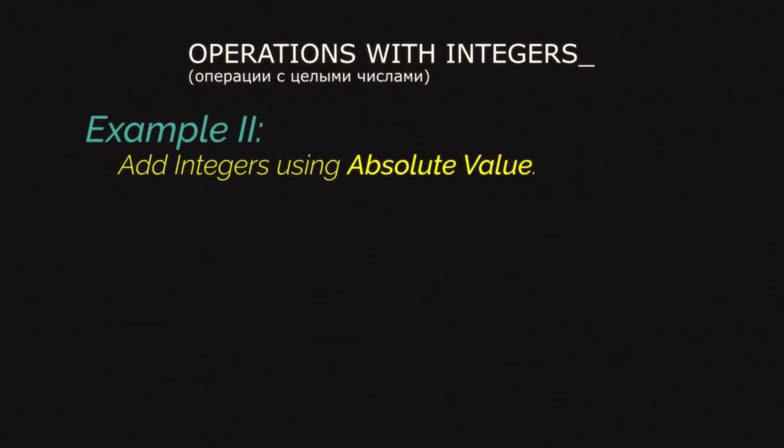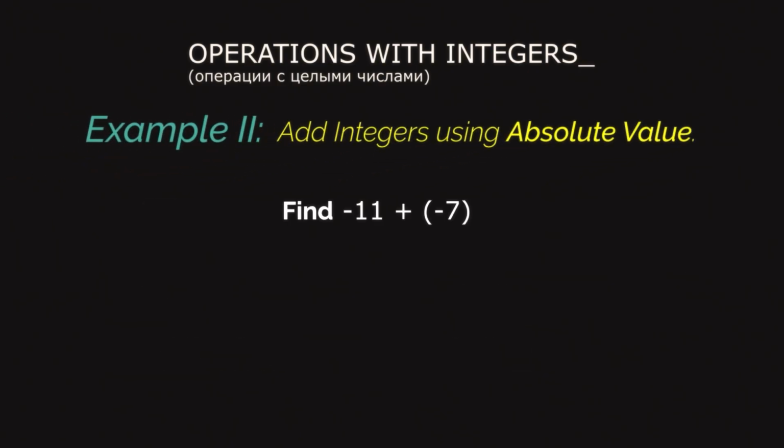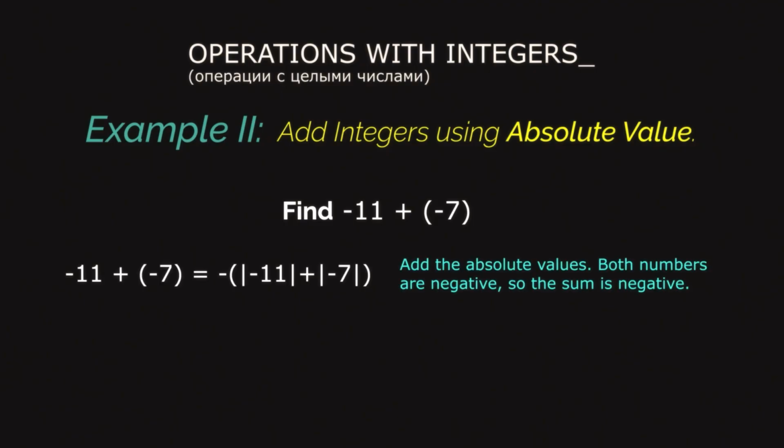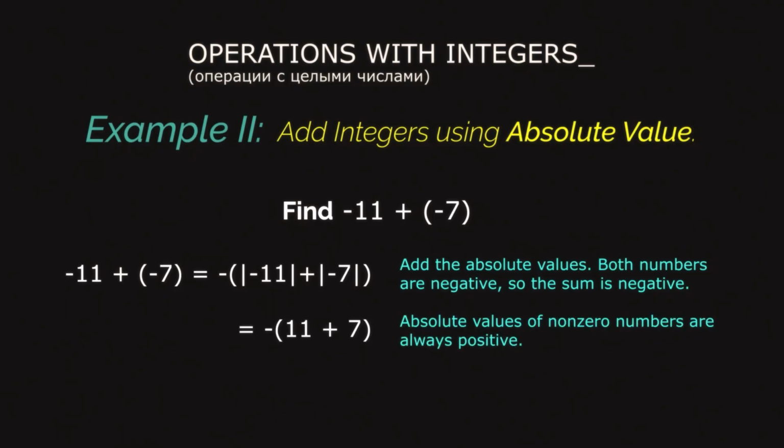Example 2. Пример номер 2. Find the sum of -11 and -7. Add the absolute values. Both numbers are negative, so the sum is negative. Absolute values of non-zero numbers are always positive. Simplify. Сложите абсолютные значения. Оба значения отрицательные, поэтому сумма будет отрицательной. Абсолютное значение неравных нулю величин всегда положительное. Упростим выражение.